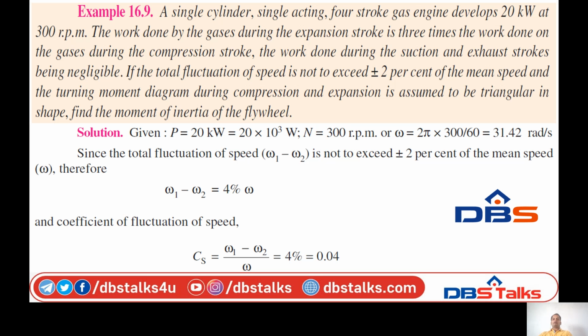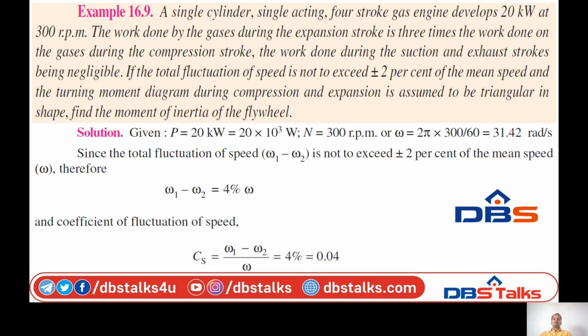So write down the given data: power 20 kilowatts, converted to watts, 20 into 10 to the power of 3. N is also given, N equals 300 rpm. Therefore, omega is equal to 2 pi N by 60. So in every problem on the turning moment diagram, whenever the speed is given, you can directly calculate omega at the same time. So it is very easy to substitute the omega value further.